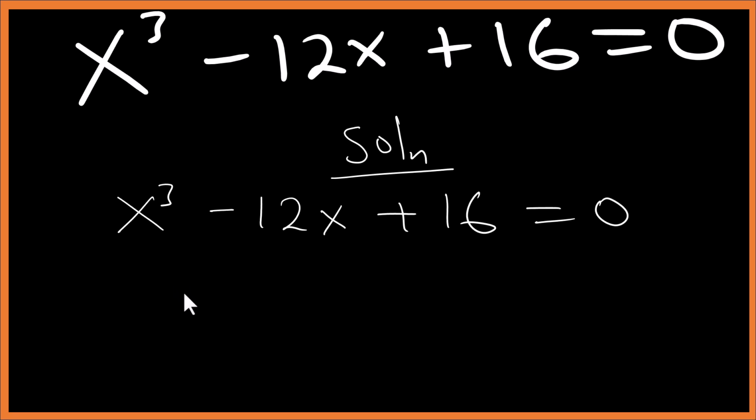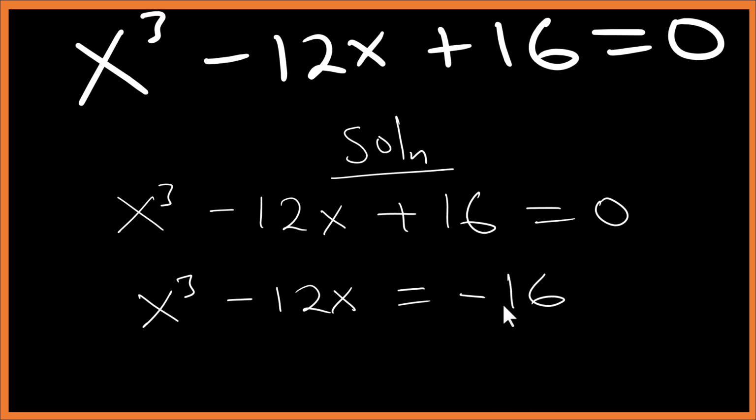Now, from here, you can choose to represent this one by f of x, then look for the first factor and then go through the division process to get the other factors. But I want to use a different method here. So what I'm going to do now is to send the 16 to the other side. That will be x cubed minus 12x equals minus 16.